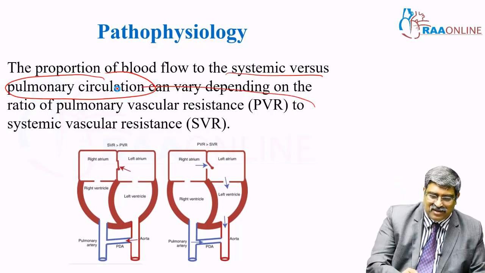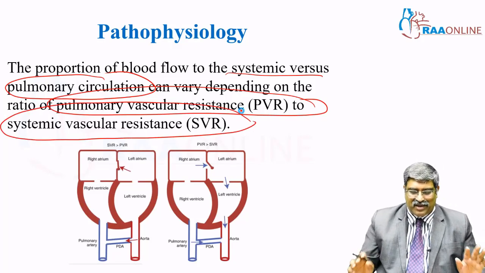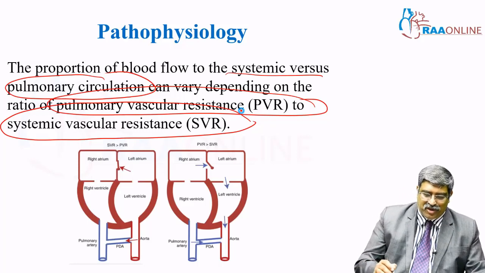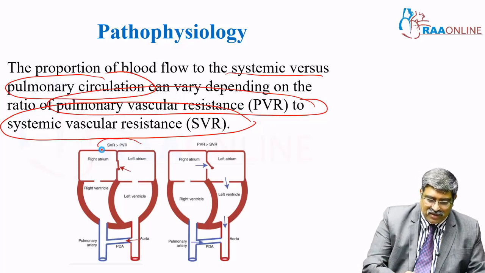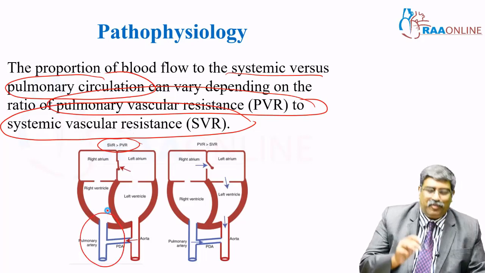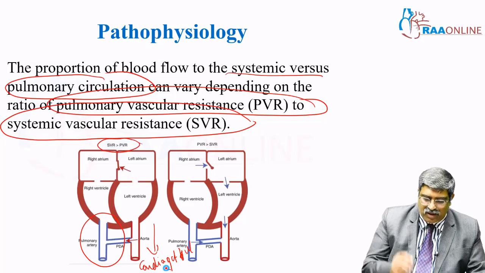Now the proportion of the blood going into systemic and pulmonary circulation depends upon two major factors, that is pulmonary vascular resistance and systemic vascular resistance. When your pulmonary vascular resistance is lower than the systemic vascular resistance, more blood goes into the pulmonary circulation and your cardiac output is bound to struggle. In other words, your systemic flow is going to come down.